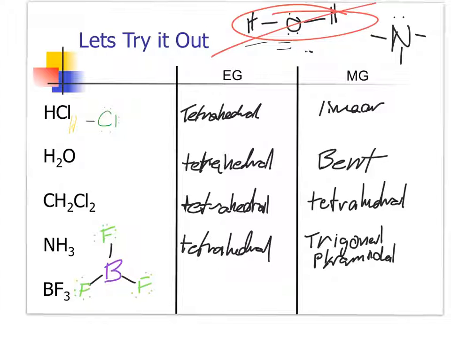And so here, I only have 3 regions. This is one of the very few that you have a trigonal planar. And then the molecular geometry, because all of those are bonded, you also have a trigonal planar compound.